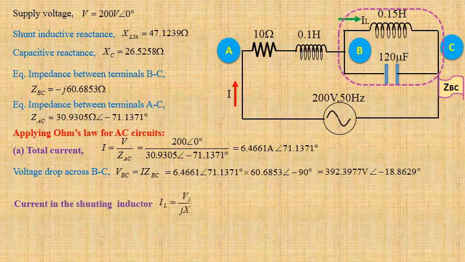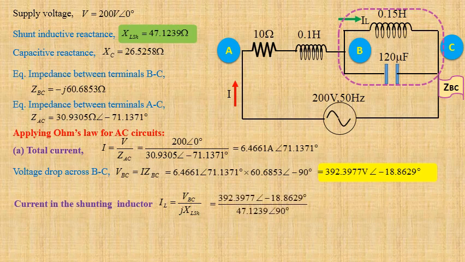IL equals VBC divided by jXLSH. That is equal to 392.3977 at an angle minus 18.8629 degree divided by 47.1239 at an angle 90 degree. That gives us 8.3269 ampere at an angle minus 108.8629 degree. Now we shall determine current flowing through the capacitor.